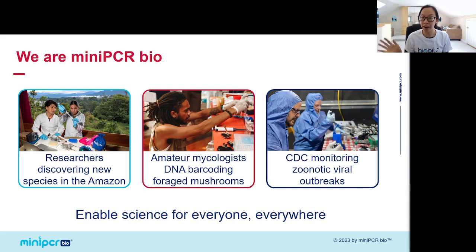My name is Dr. Ali Huang, and I'm one of the team members at Mini PCR Bio. For those of you new to us, we're a biotech company that makes easy to use and portable versions of traditional molecular biology equipment, such as PCR or gel electrophoresis machines. Both teachers like you and researchers use our equipment in the classroom or in the field, like in the Amazon or out foraging for mushrooms, as shown here, and even in public health settings to monitor viral outbreaks.